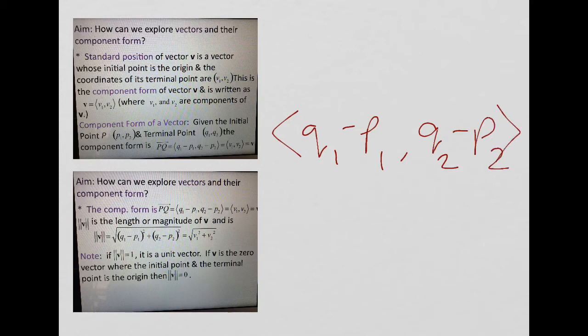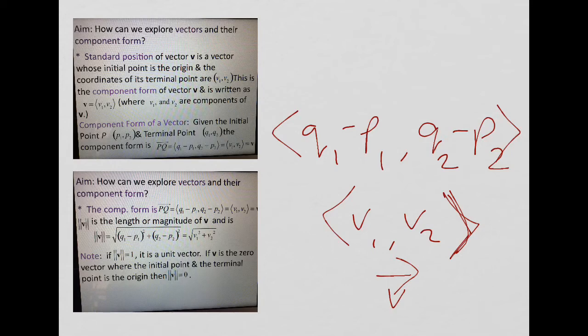So it's just terminal minus initial. Every time you do component form, you say terminal minus initial. Okay? And then that's how you get it into component form.